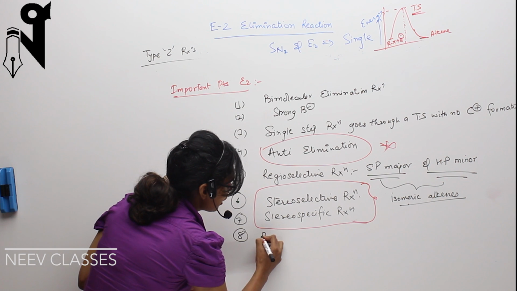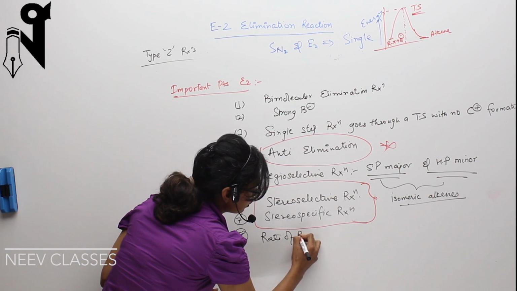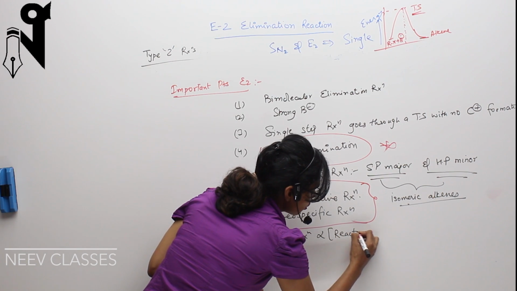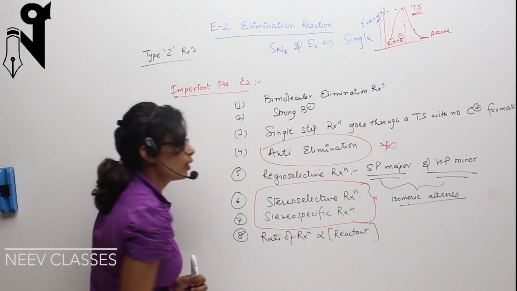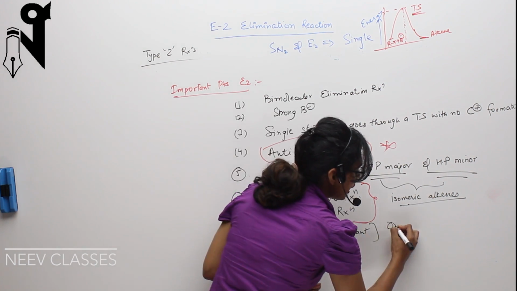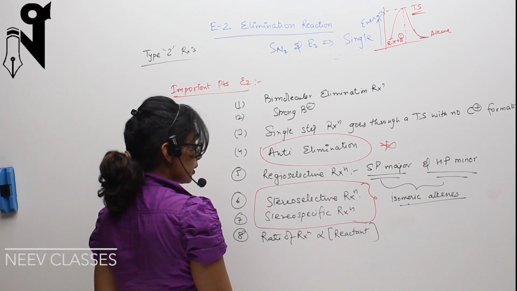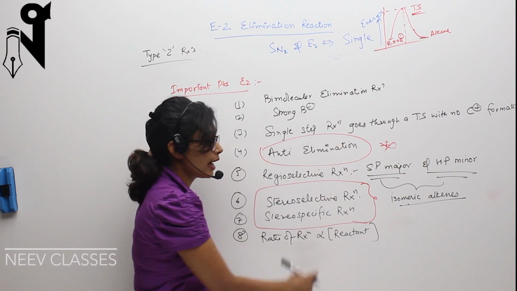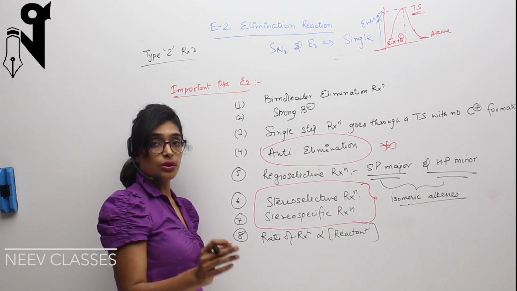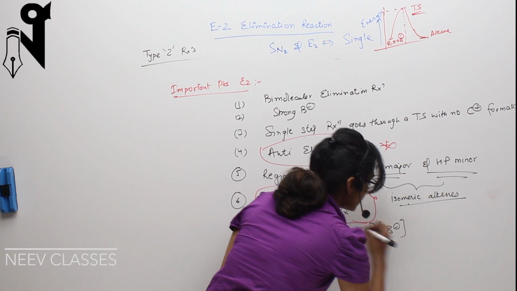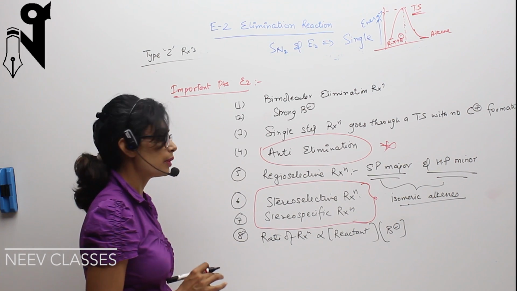Eighth important point, the rate of reaction is directly proportional to the concentration of reactant. We have already discussed this. Order of the reaction is rate of reaction, I'm sorry, I missed this point. The rate of reaction is directly proportional to the concentration of reactant and the concentration of base, both. That is why it is called a bimolecular elimination.